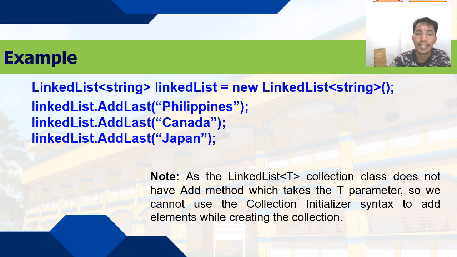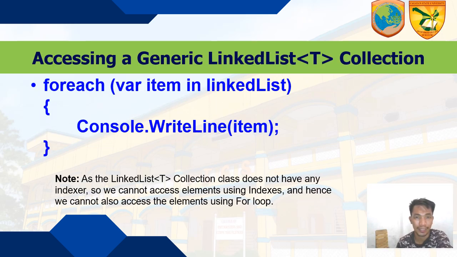In this case, since add last is being used, the last country you will see in the list would automatically be Japan. And if this is only the list of elements in the linked list, then we'd see Philippines first, then Canada, and then Japan.